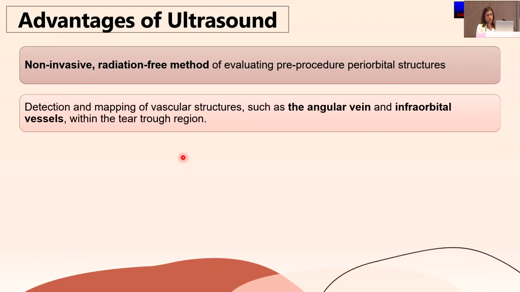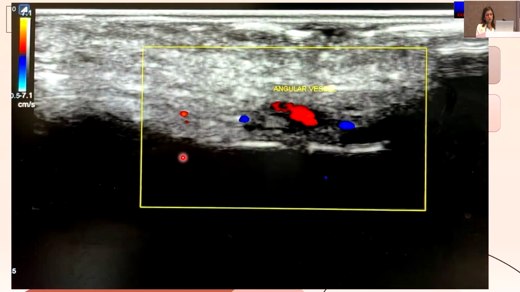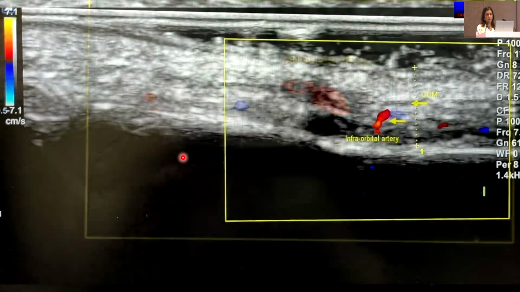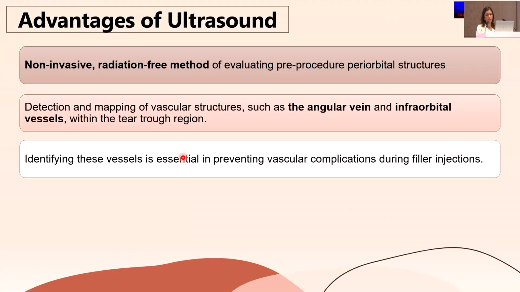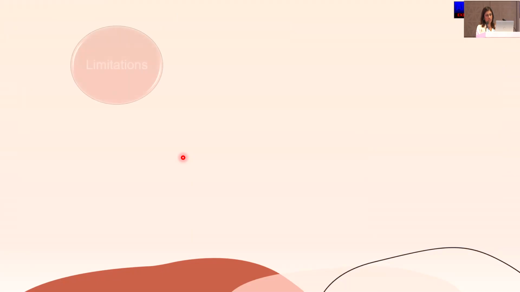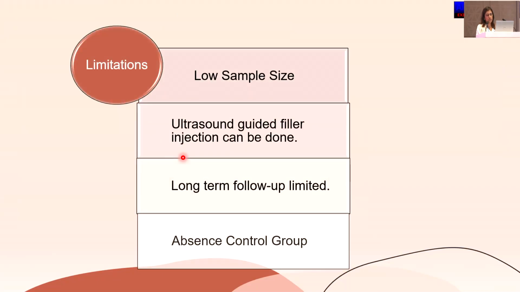Advantages are that it is a non-invasive, radiation-free method with detection of the angular veins and the infraorbital vessels, avoiding the vascular complications during the filler injections. So these were my limitations.